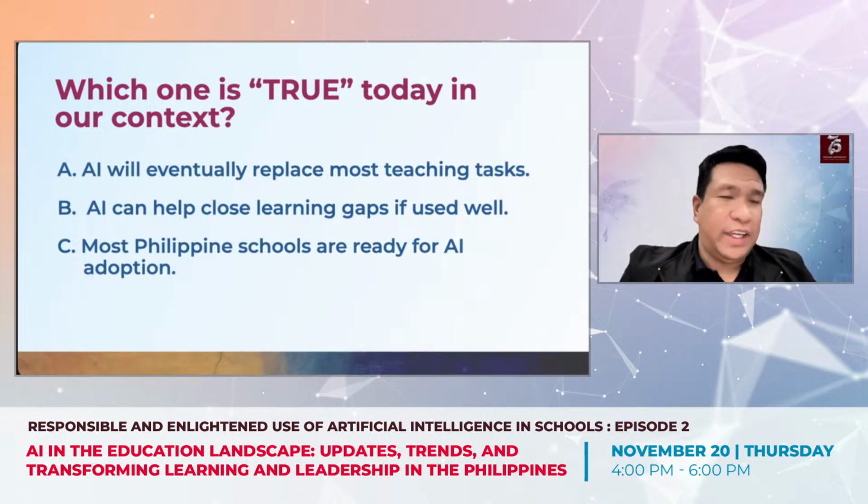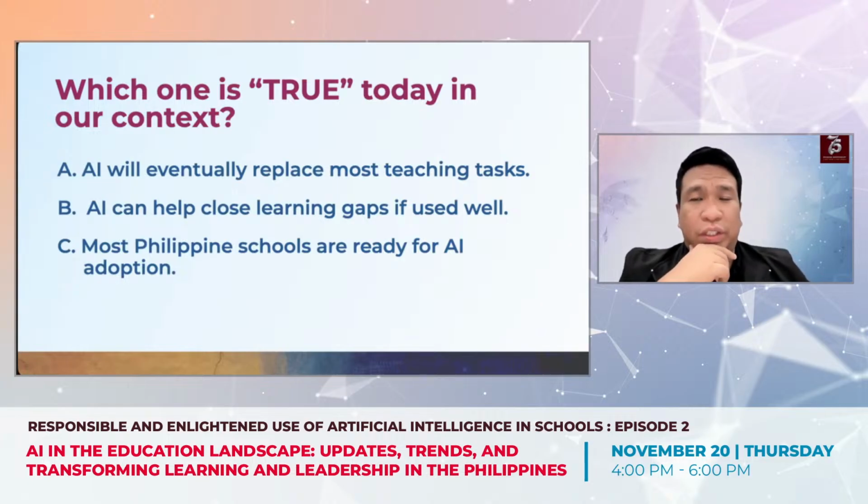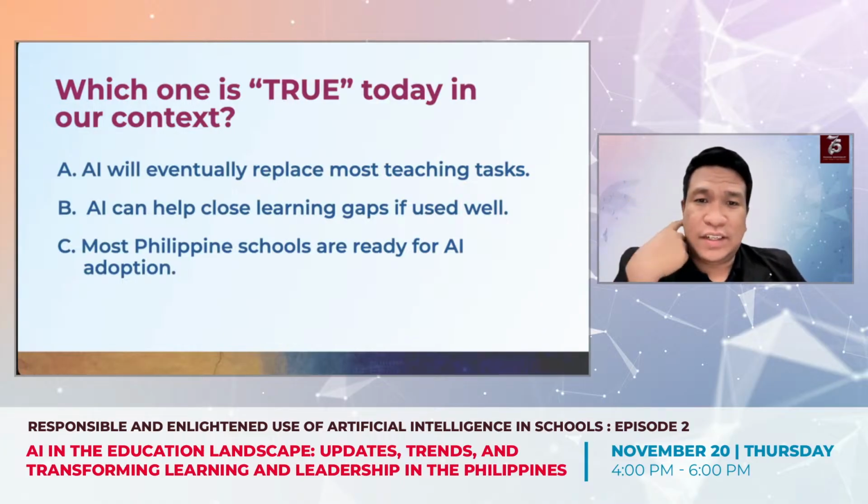Letter A, AI will eventually replace most teaching tasks. Letter B, AI can help close learning gaps if used well. And letter C, most Philippine schools are ready for AI adoption. Which of these statements? There's no right or wrong answer. I just want to know what your thoughts are, where you're coming from. Which of these statements resonates with you, or maybe is the fruit of your initial experiences or reflection.